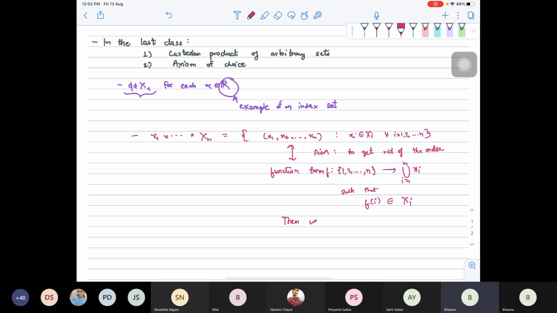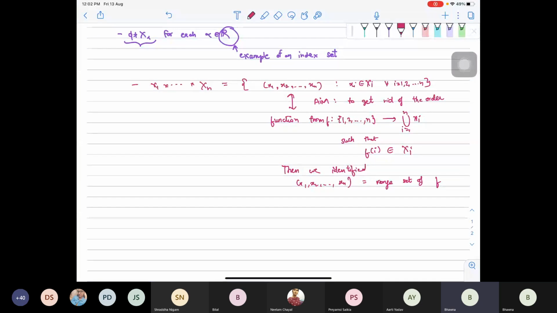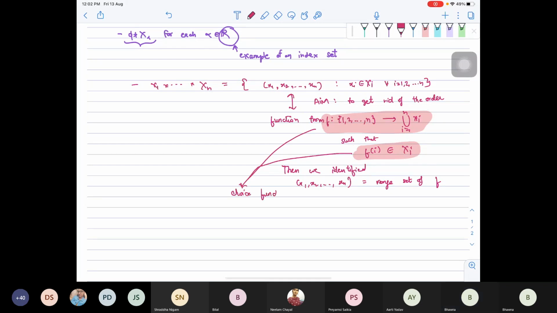Then we identified x1, x2, dot dot dot, xn to be the range set of f. Okay, so for f to be such a function with a restriction condition, we call that a choice function, right? Yes, ma'am.